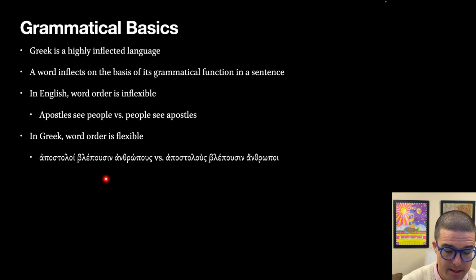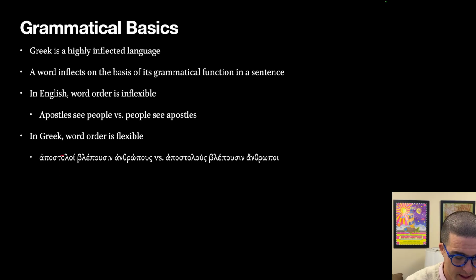In Greek, the same words can appear in the same word order: apostoloi, blepousin, anthropous. The first is the nominative case in the second declension, meaning apostles. The second is our present active indicative third person plural verb matching apostles, indicating who is doing the seeing. So they see, the they is the apostles.